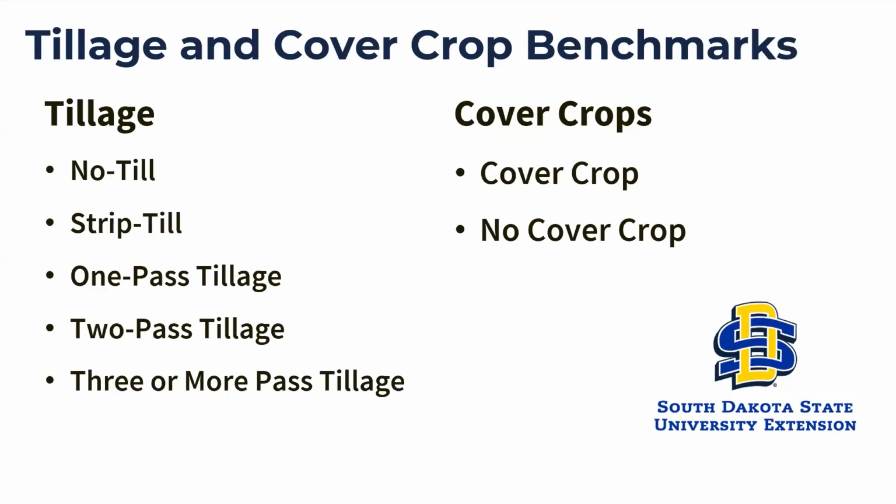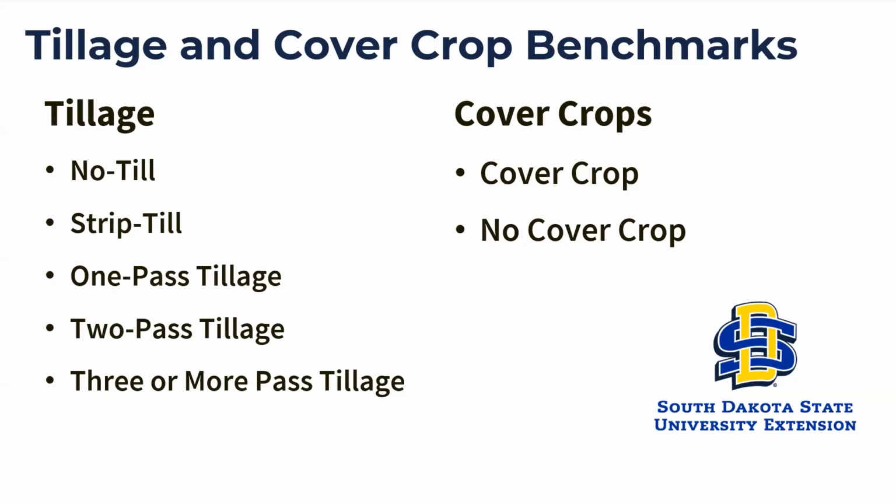And each field in the data set is assigned into a different benchmark based on the practices that are being performed. So for our tillage benchmarks, we have no-till, strip till, 1 pass of tillage, 2 passes of tillage, or 3 or more passes of tillage. So in the data set, we break these out more depending on implement, but for this study, we consolidate them basically just into 1, 2, or 3 passes, and then strip till or no till. So not really on the type of implement, but more just on the number of passes.